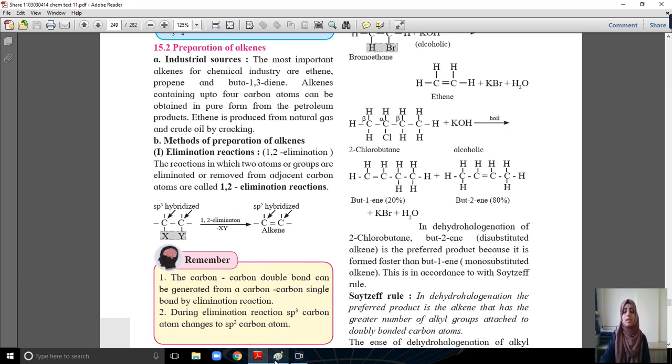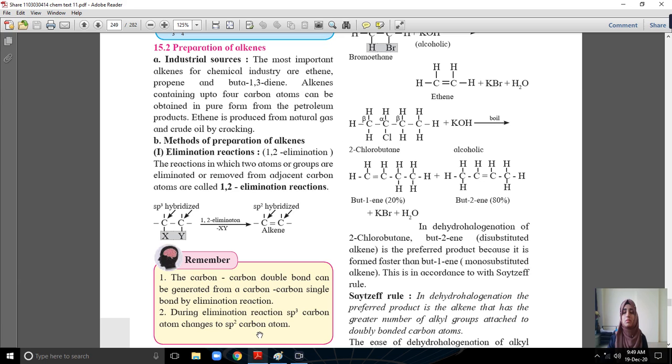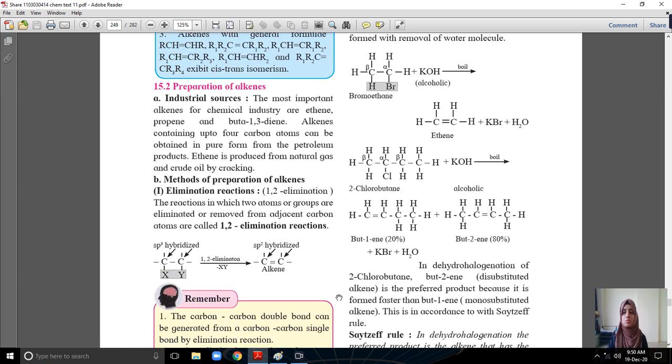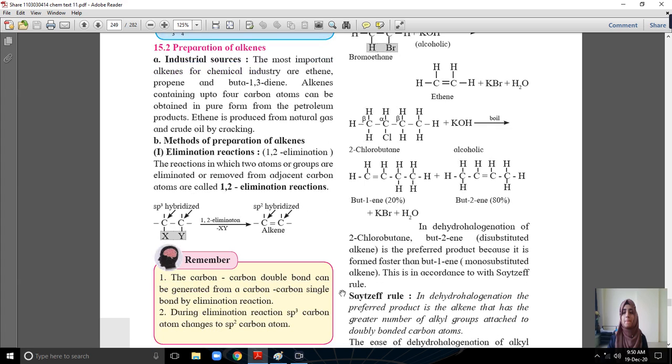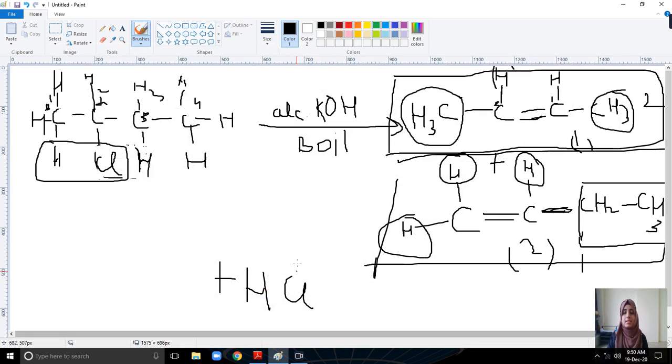Let's also look at the byproduct. What byproduct are we getting here? The byproduct will be HCl. No, not HCl; actually it is KCl and H2O. H2O plus KCl, these are the byproducts. Sorry.